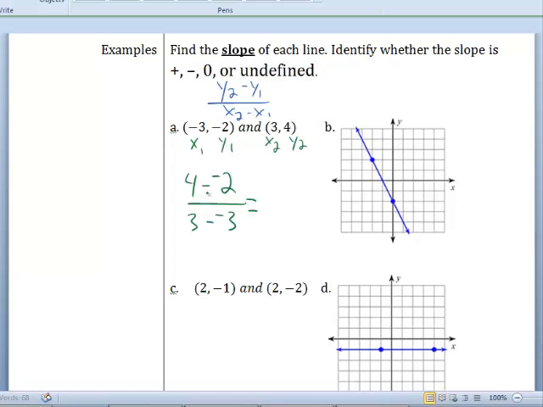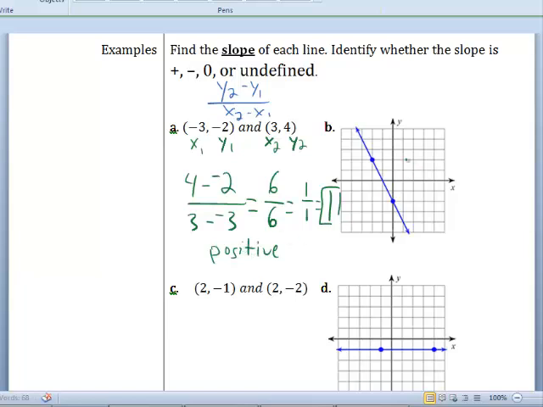Alright, so 4 minus negative 2 is like 4 plus 2, that's 6. And 3 minus a negative 3 is like 3 plus 3, that's also 6. Reduce if at all possible. 6 over 6 is like 1 over 1, and I can reduce that down to just a slope of 1. That's a positive number, so easily seen as a positive slope.